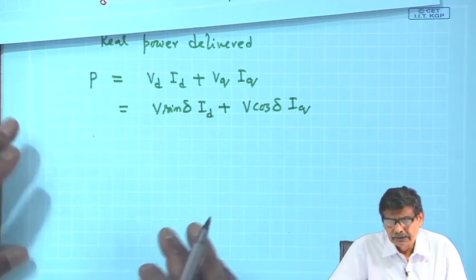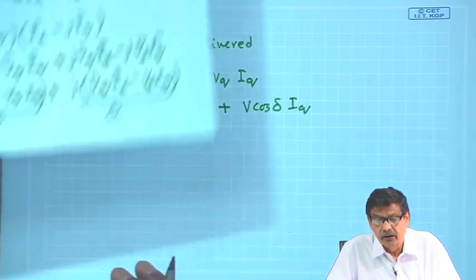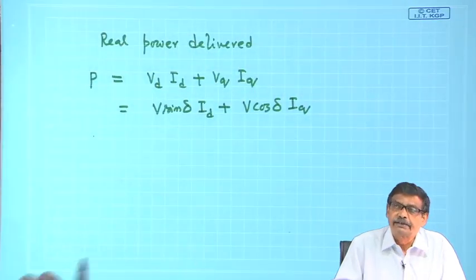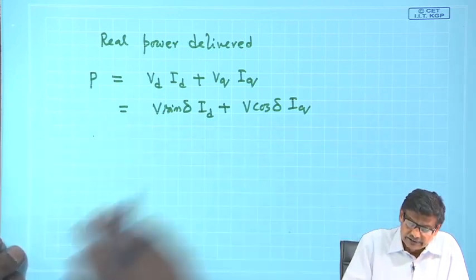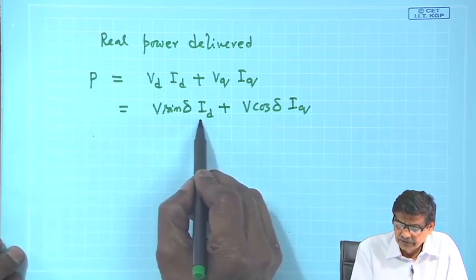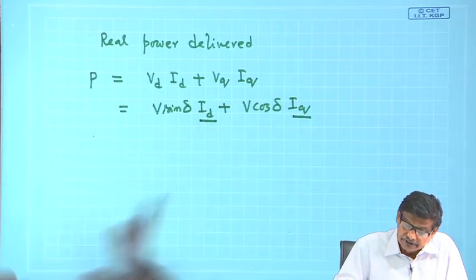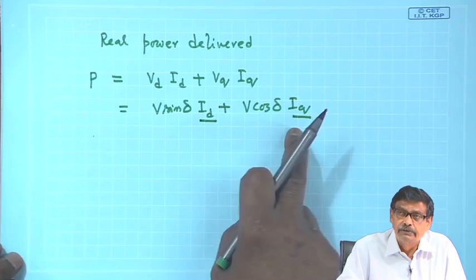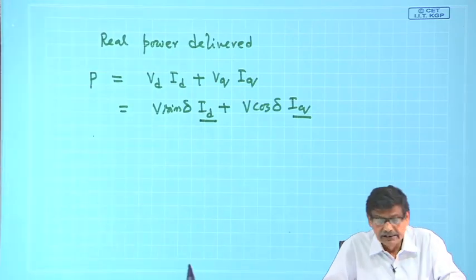What is my target? My target is to get an expression of power in terms of excitation voltage, terminal voltage and load angle and Xd, Xq etcetera. So that is the target. But here, unfortunately, Id is present, Iq is present. So I must express this Id, Iq in terms of Ia, Xd, Xq, etcetera. So how can this be done?